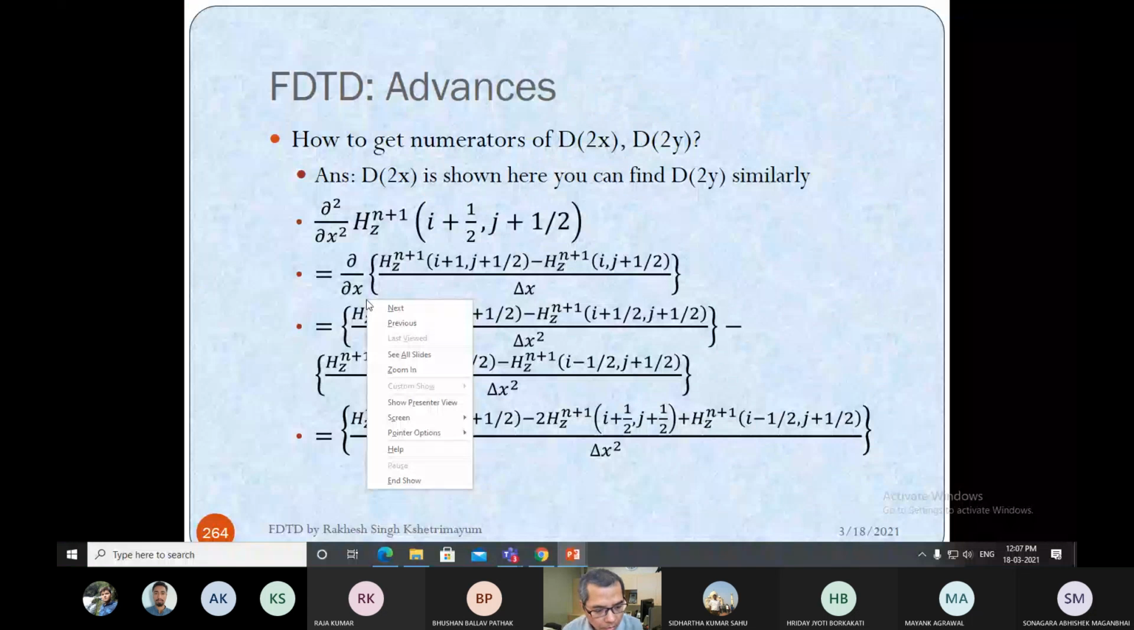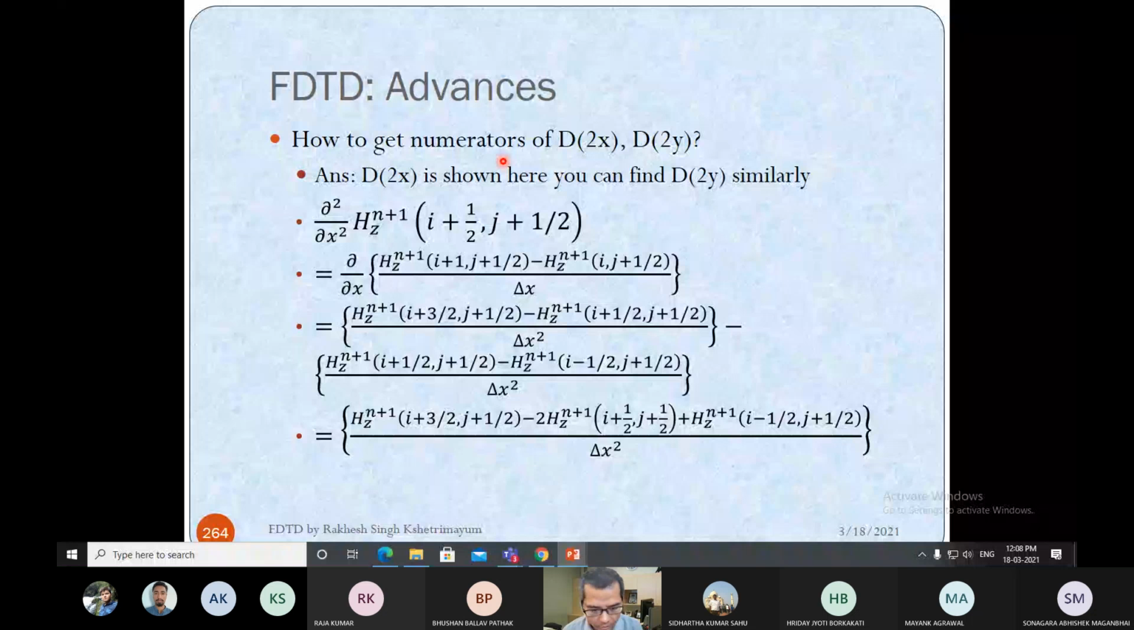Okay, so there was one question left. I actually forgot to discuss it in the last class. This is the last question Siddharth was asking. What is d2x and d2y? These are double differentiation with respect to x and double differentiation with respect to y. So I'll discuss what is d2x. You can also find out what is d2y.